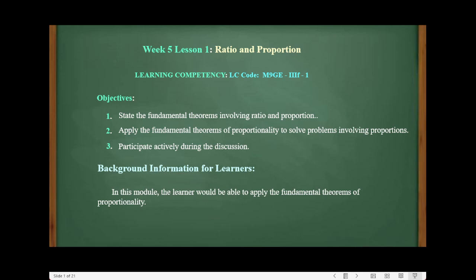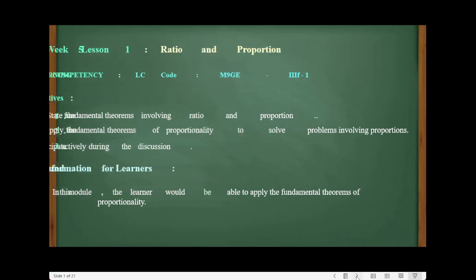After watching the video, you should be able to state the fundamental theorems involving ratio and proportion, and be able to apply the fundamental theorems of proportionality to solve problems involving proportions. Definition of ratio and proportion.